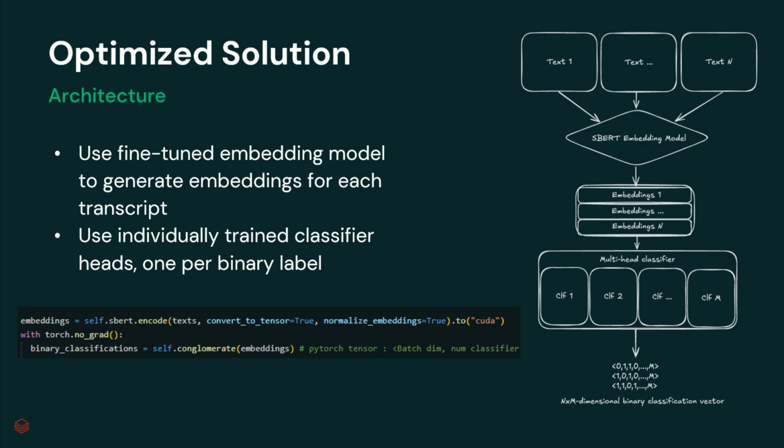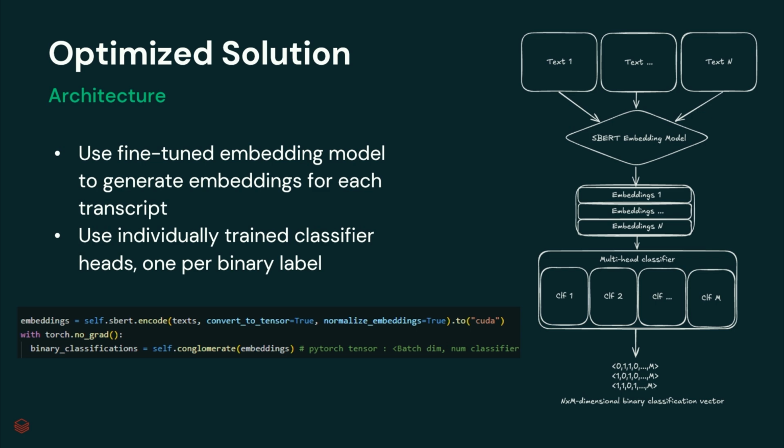So in our architecture, we have two stars. We start off with a fine-tuned embedding model, and that's going to generate embeddings for every single transcript. And then we also have individually trained classifier heads. So basically, one specialized head for every label that it was trained on.